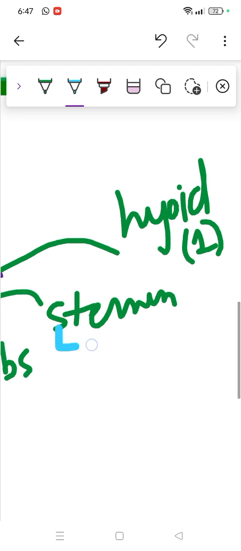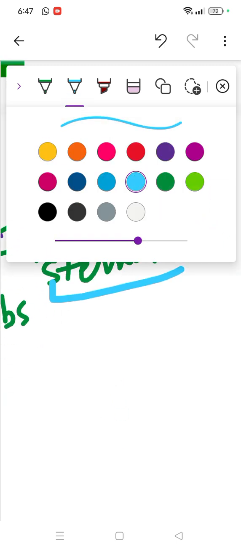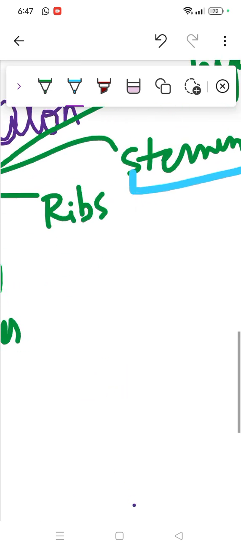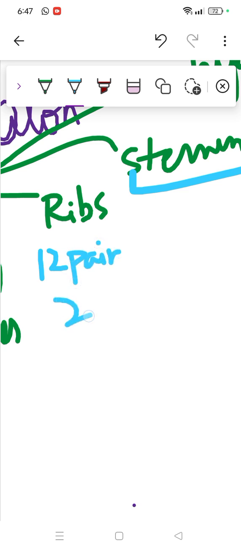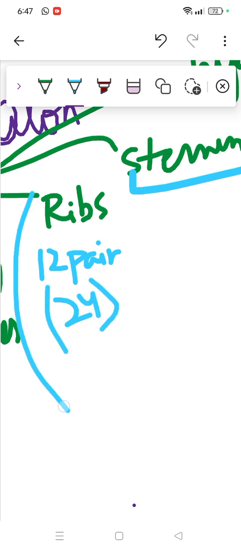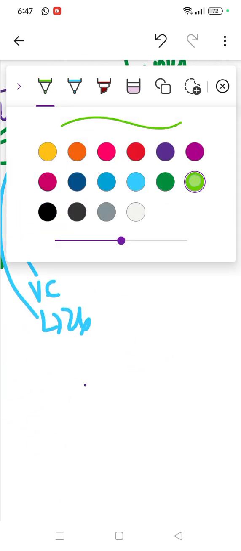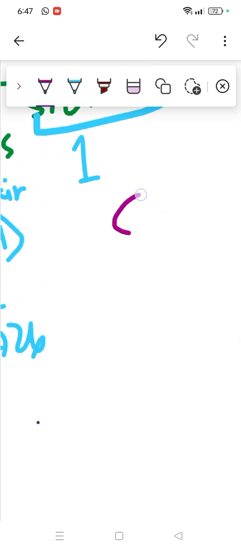Then comes the sternum. What is the sternum? It is the middle part of the chest. If we talk about the ribs, we know we have 12 pairs. One pair has 2 ribs, so 12 pairs, or normally 24 ribs, are present in the human body. And in the vertebral column we have around 26 bones. I hope that is clear. Then the sternum is also one in number. What exactly is the sternum? It is a kind of structure like this.